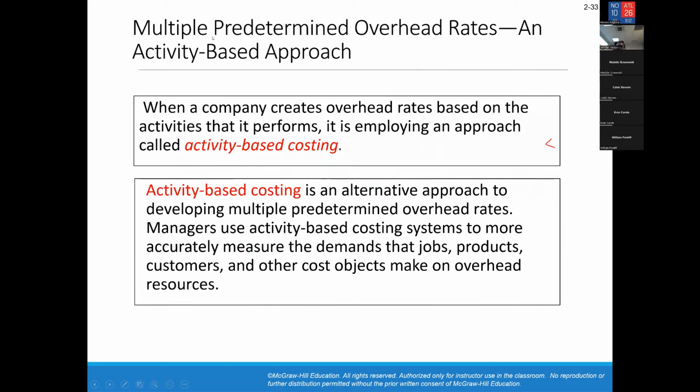All right. Multiple predetermined overhead rates and activity-based approach. So we're just going to talk about this for a minute. We have a chapter later in the semester that we'll talk more about activity-based costing. So when a company creates overhead rates based on activities that it performs, it's employing an approach called activity-based costing, which is an alternative approach to developing a multiple predetermined overhead rate. So we're not really going to get into how to calculate activity-based costs right now, but you will see that later in the semester. So instead of using that predetermined overhead rate that we just learned, we're going to be looking at a different method, which is called activity-based costing.